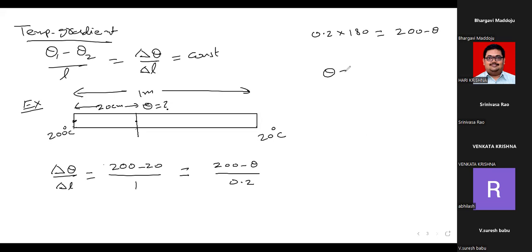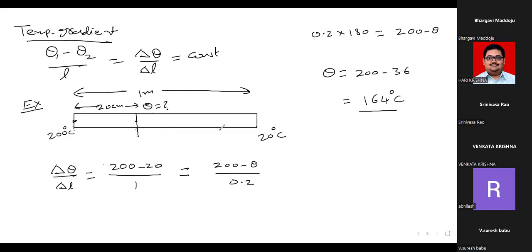Now theta becomes 200 minus, how much is this? 0.2 times 180 is 36. So this value becomes 164. It means at a distance of 20 centimeters from the 200 degrees centigrade end, the temperature of the rod is 164 degrees. Here, the temperature decreases from the higher end to the lower side, and the temperature gradient is always constant.